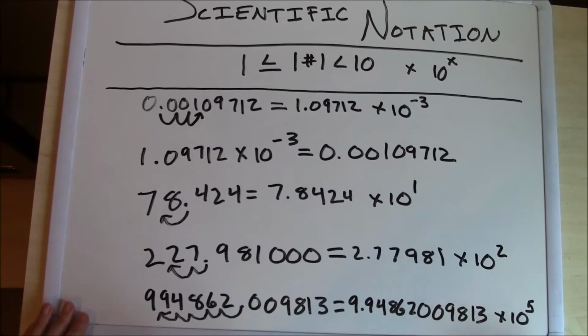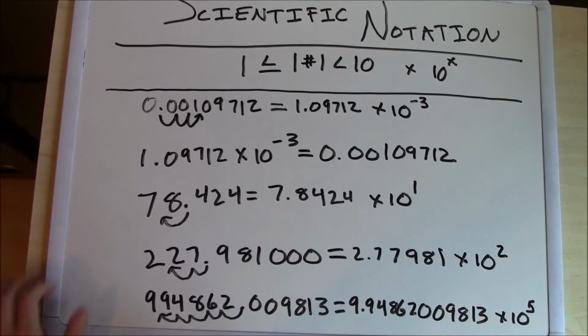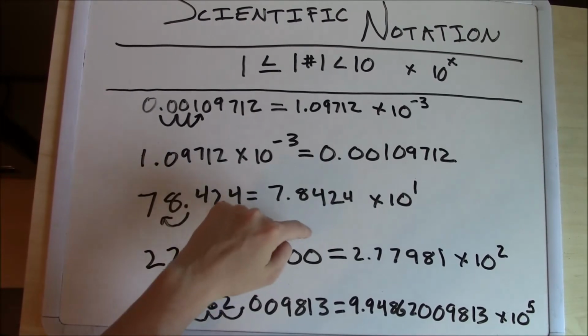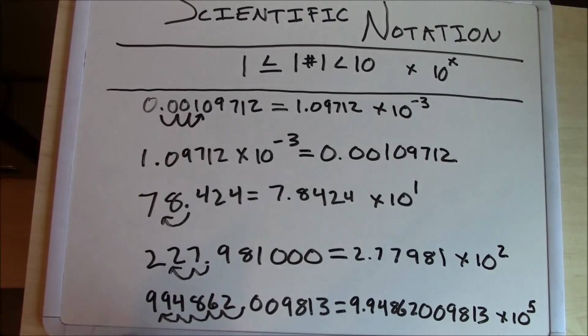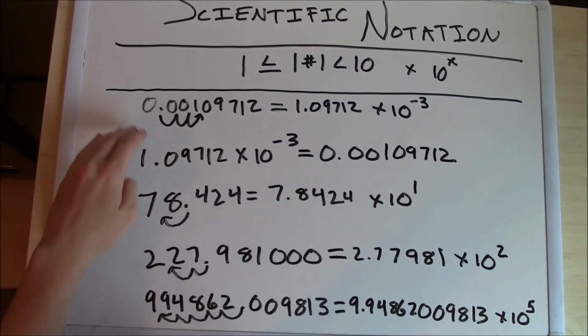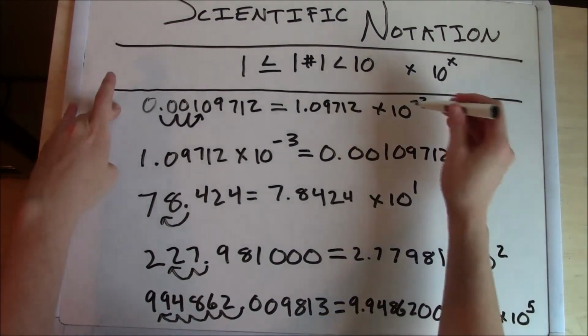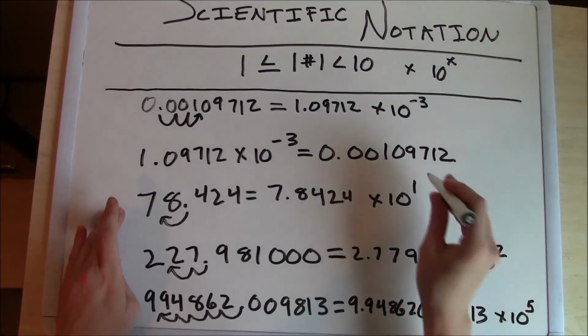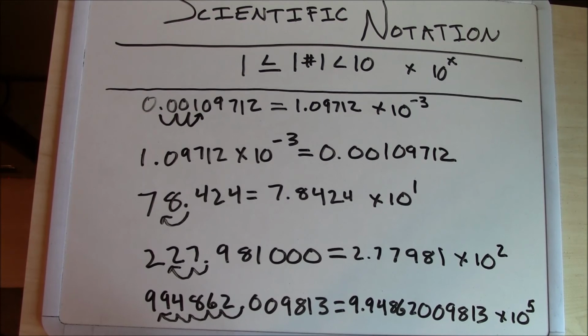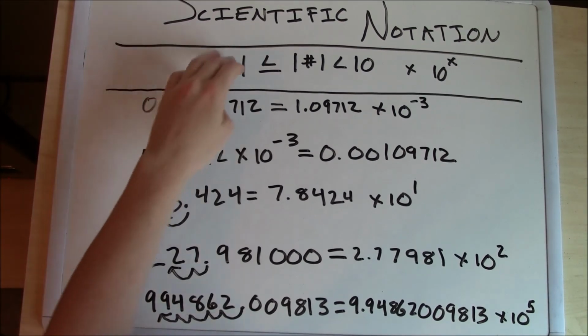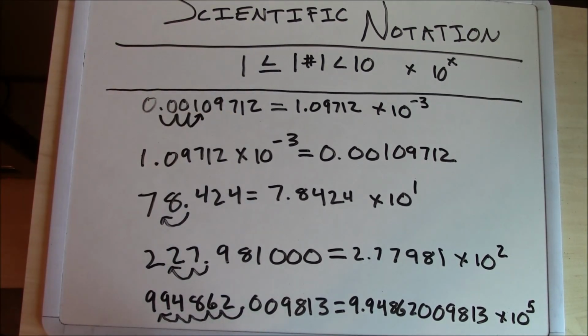So that's basically scientific notation right there. You're getting rid of the zeros in the front, you're getting rid of the zeros in the back, you're keeping the zeros in the middle. If you have a small number, it's going to be a negative. A large number is going to be a positive. And just keep that number between 1 and 10 and you'll be okay.